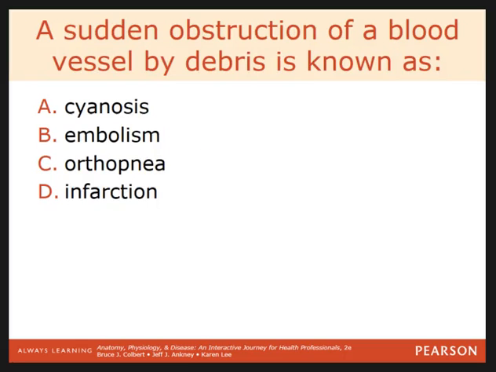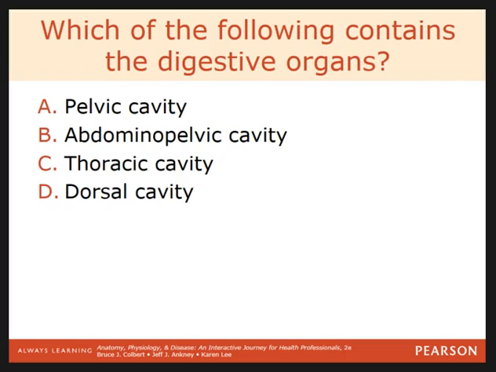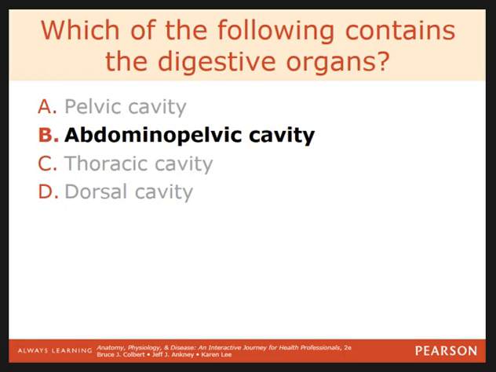Next question. A sudden obstruction of a blood vessel by debris is known as? That would be an embolism. That could be air, it could be fat, or it could be a blood clot. Which of the following contains the digestive organs? That would be the abdominopelvic cavity.